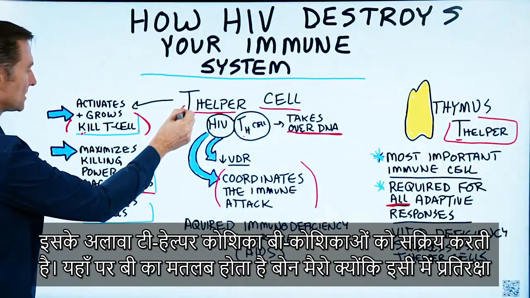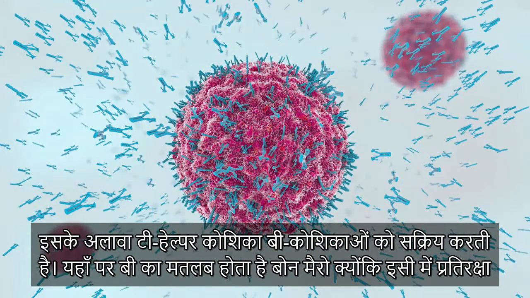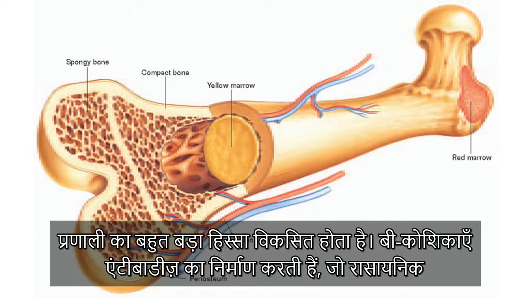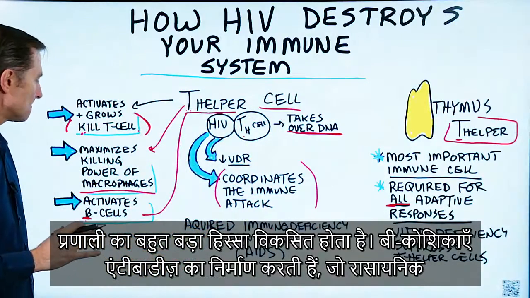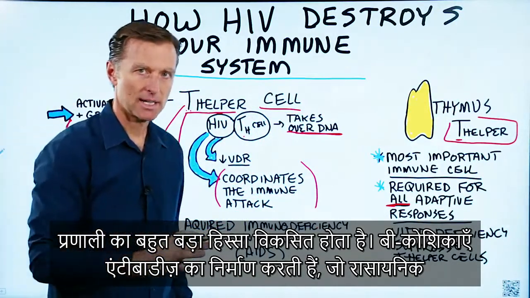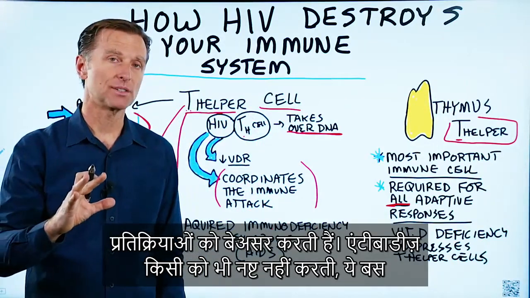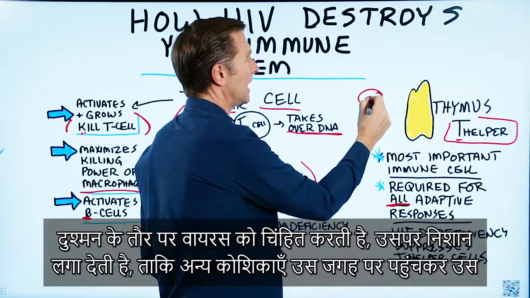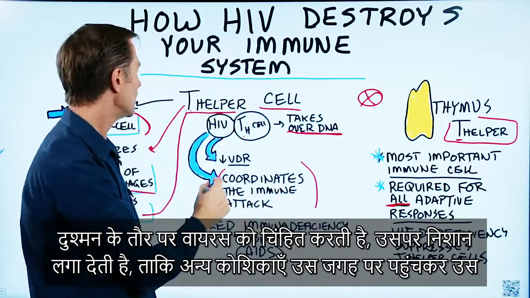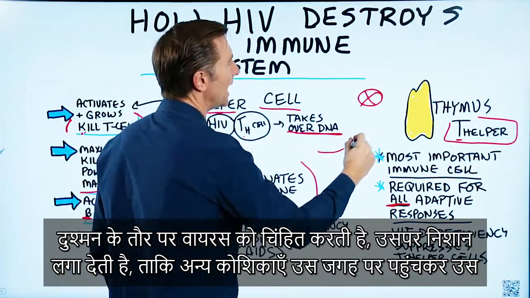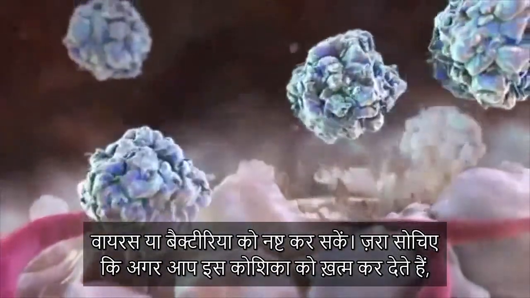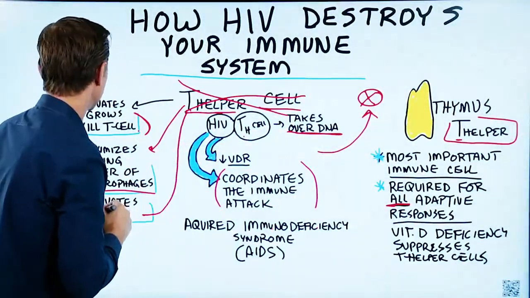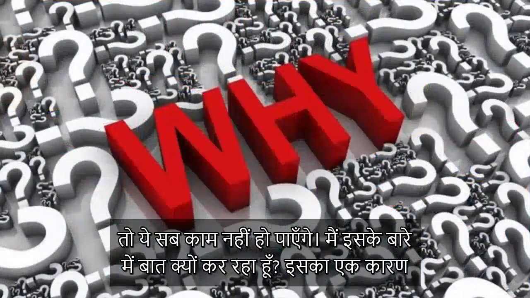Also, the T helper cells activate the B cells. B cells stand for bone, as in bone marrow. That's where a lot of the immune system cells are developed. But the B cells are those that make antibodies that help neutralize the chemical reactions. The antibodies don't kill anything. They pretty much just tag the virus as the enemy, so these other cells can go there and find and kill off the virus or bacteria. Now, think about it. If you wipe out this cell right here, you don't get any of these actions right here.